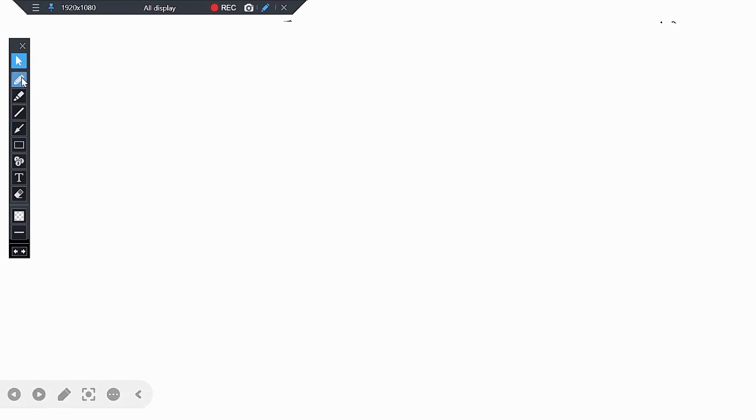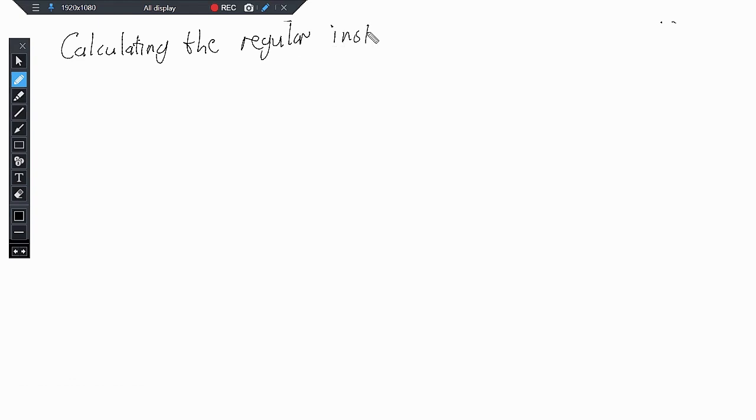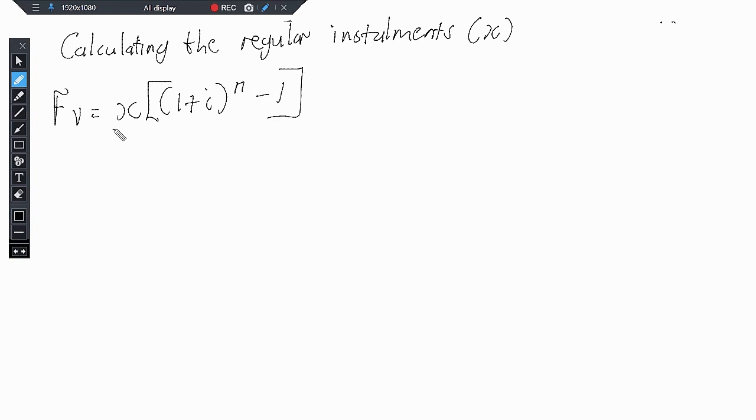So objective number 2 would have to be knowing how to calculate the regular installments. The regular installments, those are your X payments, right? We already know the future value formula: X times bracket 1 plus i to the exponent of n, minus 1, and then all over i. Now we want a formula that will make it easy for us to find our regular installments, X. We're just going to manipulate this formula and make X the subject of the formula.